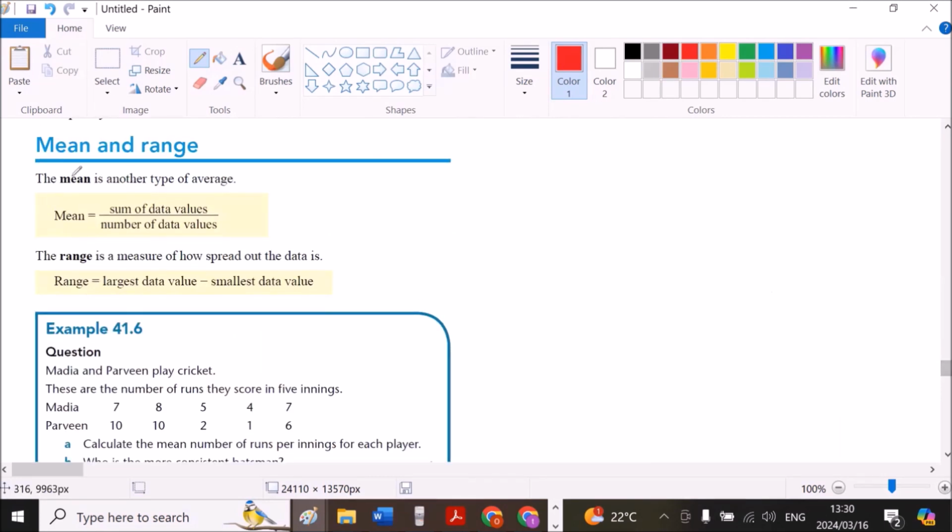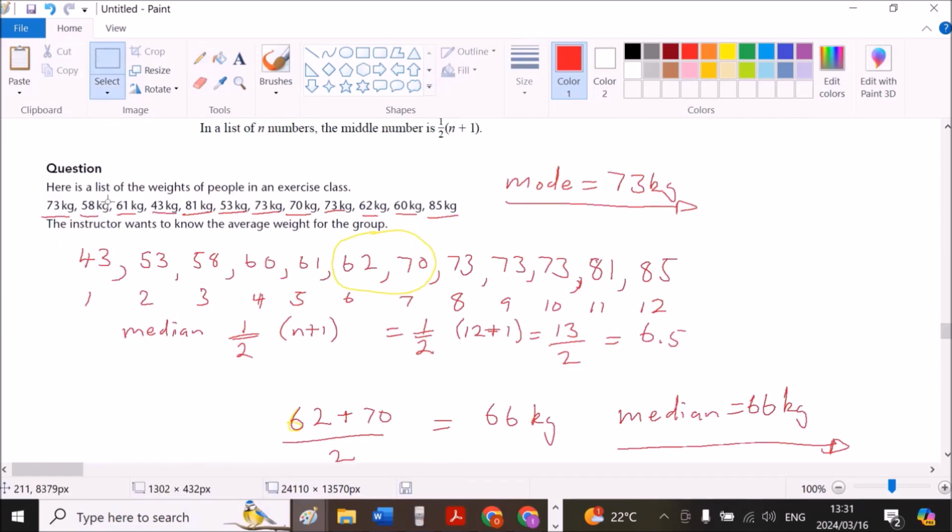Now we go to mean and range. The mean is another type of average. Mean is calculated as the sum of data values over the number of data values. The range is a measure of how spread out the data is, and the range is the largest data value minus the smallest data value. So using our data for the weights of people, we may calculate the mean and the range.